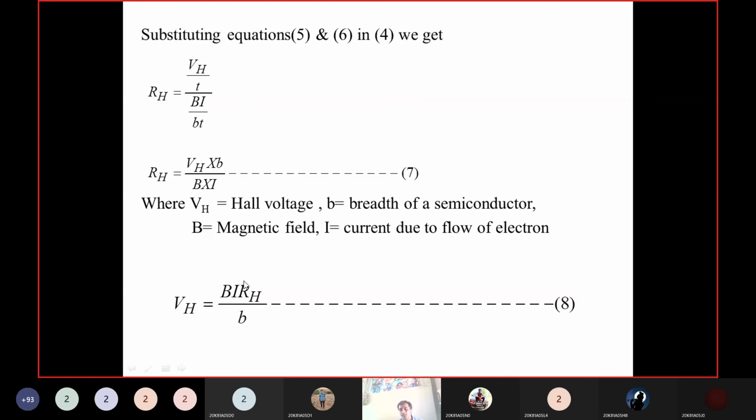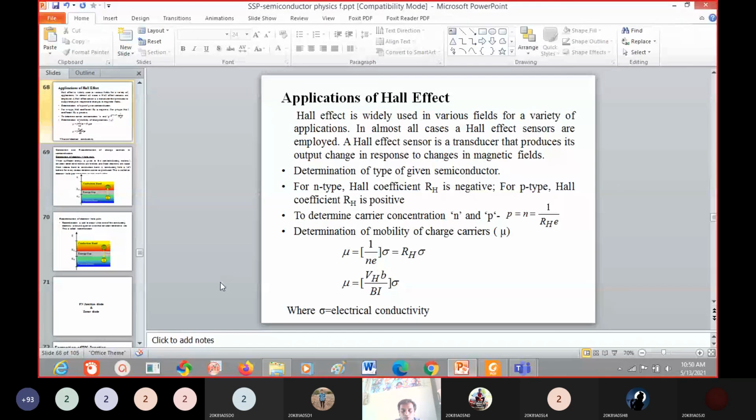This is about the Hall effect. This is a very important topic, very simple and important. Once you practice and read these equations, you can clarify all your doubts.